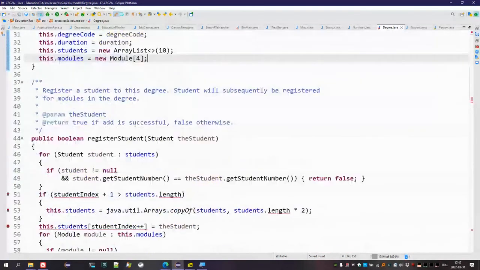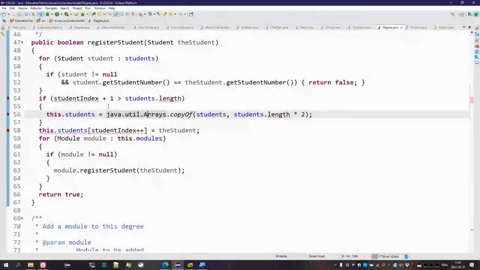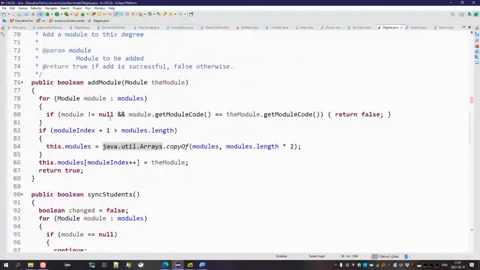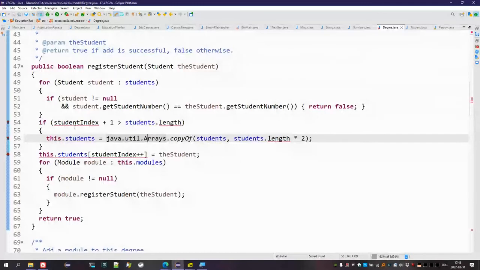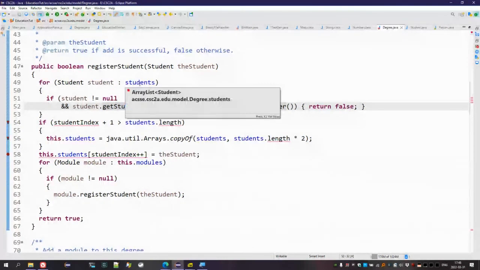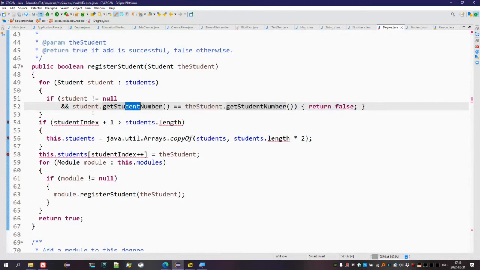Other places where we use this is, I think there's only this method that's left. Here we were keeping track of a number of things. If we try and register a student, we first check if the student is null. If the student is not null, then we can check if the student number matches something that's already in our array. We don't want to register a student that's already registered. That's what we're doing here. So we had to do this manually because we're working with an array.